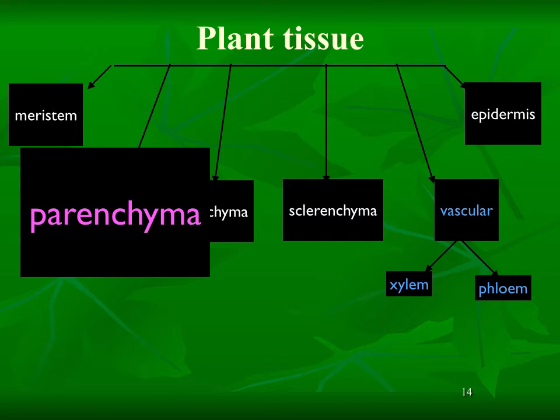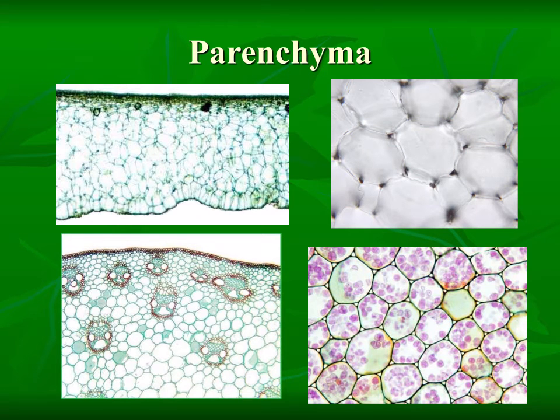So let's look at parenchyma. Parenchyma cells have got thin walls, and these are used as packing tissue. So a good way to remember is parenchyma equals packing, PP. There are a whole lot of regular shaped cells that are clumped together.